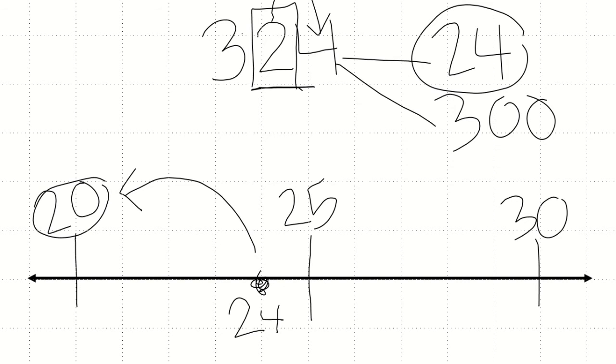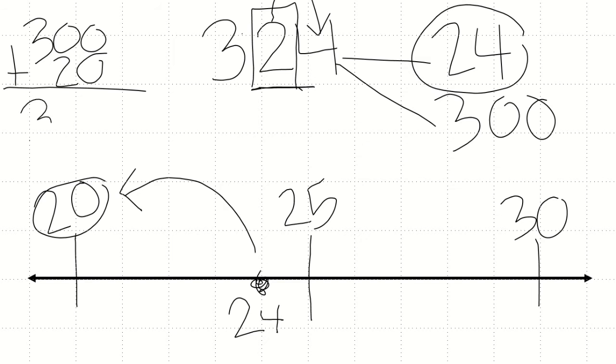Now, what about that 300 that was in the number? Well, it's still there, so I still have that. I've turned 24 now into 20, and I still have my 300. So 300 and a 20, now that I've turned it into from rounding, becomes 320, which would be my answer. 324 rounded to the nearest 10 would be 320.